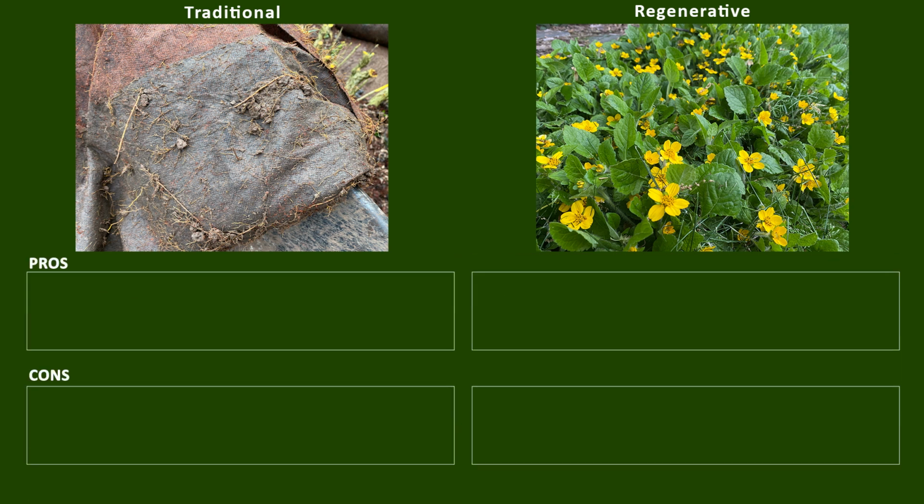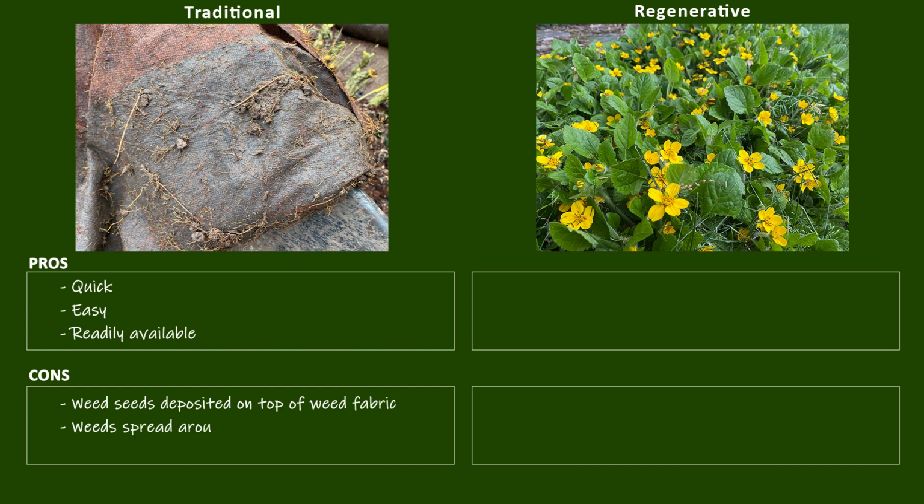Lastly, let's look at the pros and cons of each approach. The traditional model is quick and easy, but has serious drawbacks. The weed fabric does not prevent weed seeds from being deposited on top of the weed fabric. It also doesn't stop weeds from spreading from surrounding areas where weed fabric is not in use. Lastly, and most importantly, chemicals harm all living organisms they contact.